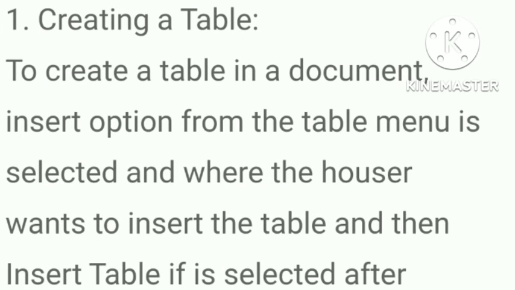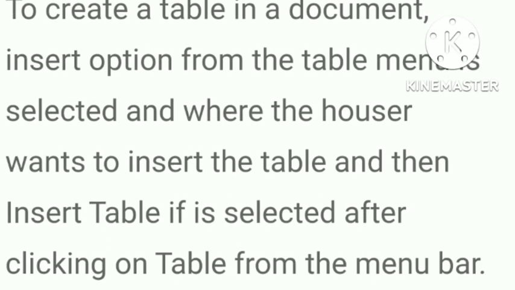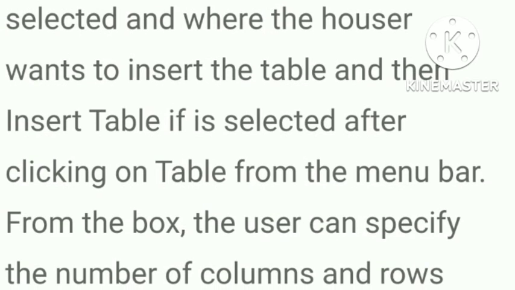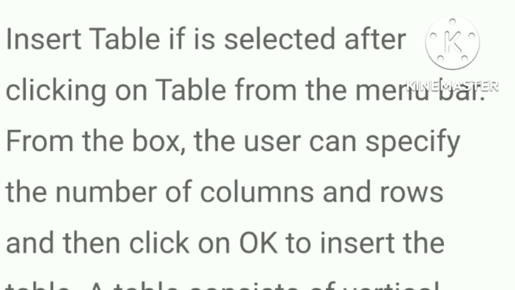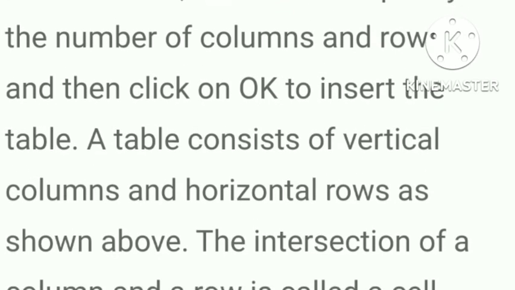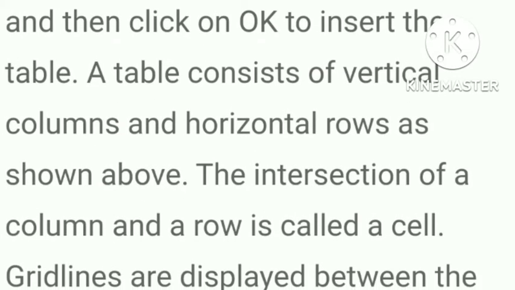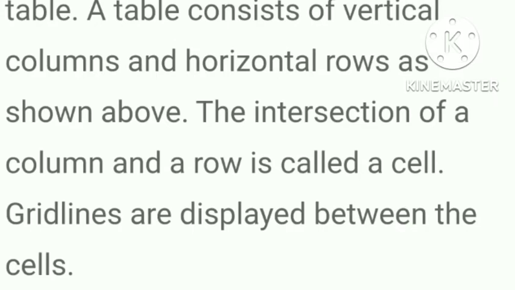Creating a table. To create a table in a document, the insert option from the table menu is selected, and where the user wants to insert the table, insert table is selected after clicking on table from the menu bar. From the box, the user can specify the number of columns and rows and then click on OK to insert the table. A table consists of vertical columns and horizontal rows as shown above.